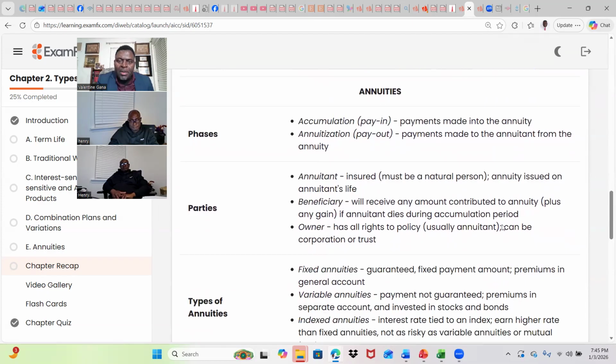So here they're talking about annuities. Again, annuities is when you roll over money into an investment that is used as a retirement account. For an annuity, there are times that you're paying money into that annuity, which is when you roll that money over, and we walk through the process of creating that annuity.